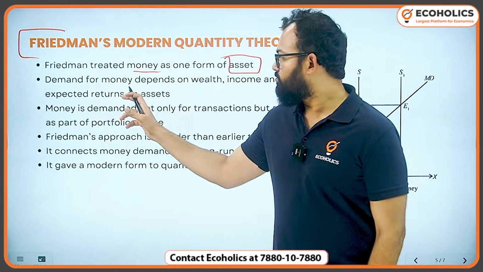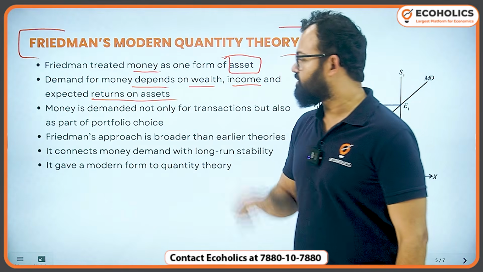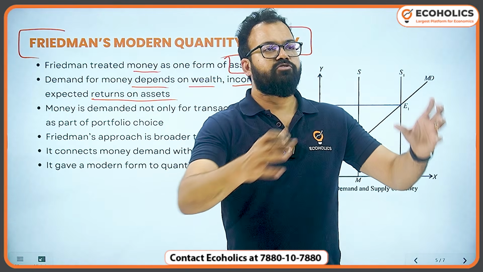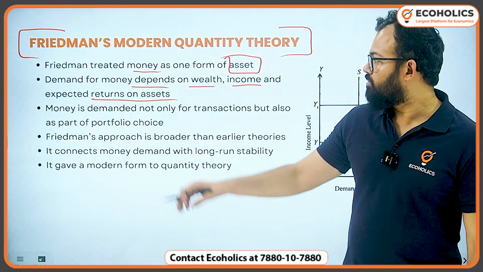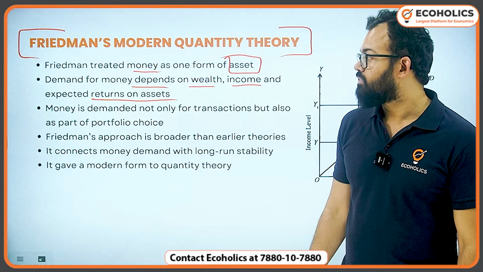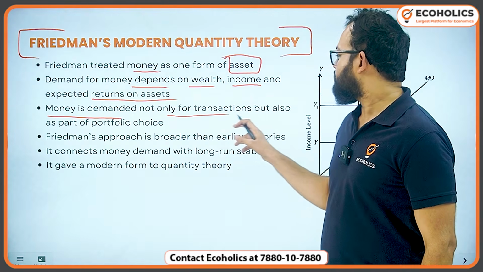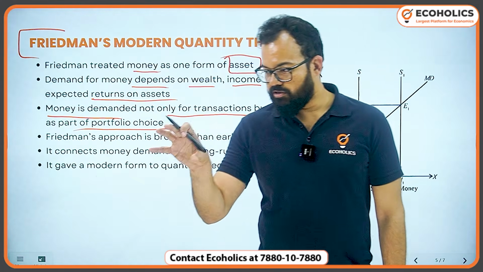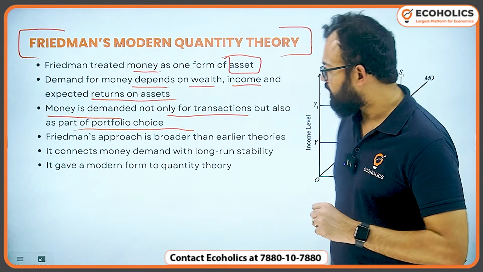Okay. So demand for money depends on wealth, income, and expected return on the assets. So for example, I have so much money in gold, I have so much money in real estate. According to assets also, demand for money changes. Money is demanded not only for transaction but also for portfolio choice. Some investment in risky, some in medium risk, some in safe assets, like bonds.